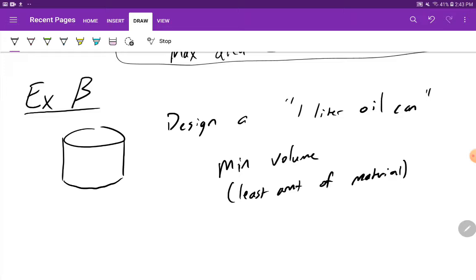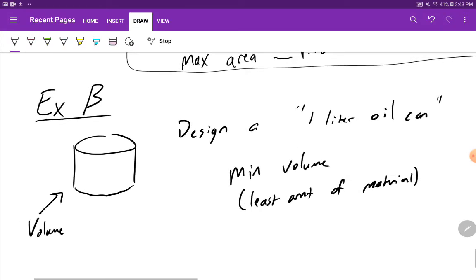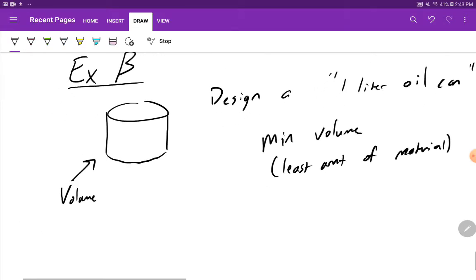So a couple things that we're going to need, right? First of all, we need to know what the volume of this right circular cylinder is. Right circular cylinder, that's what this thing's called, right? And if you don't remember, the volume is pi r squared, the area of the circle, times the height of however tall the can is, right?